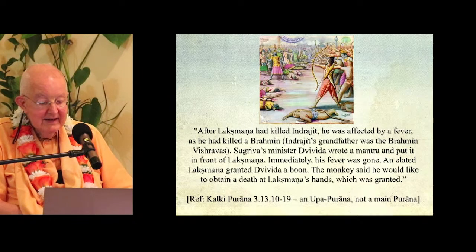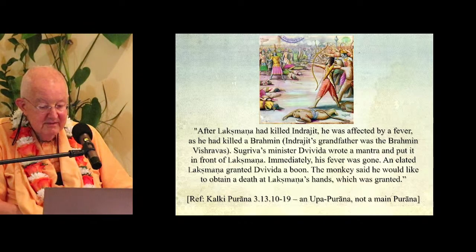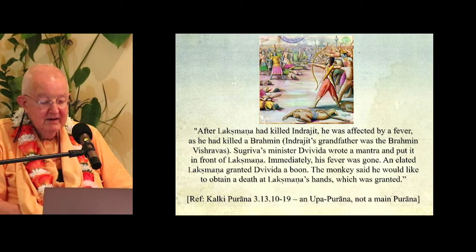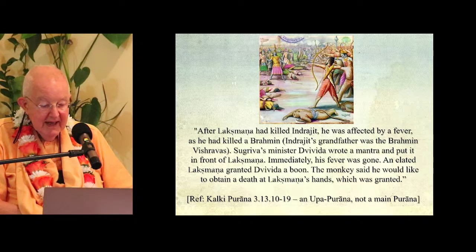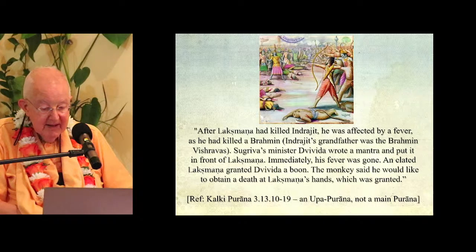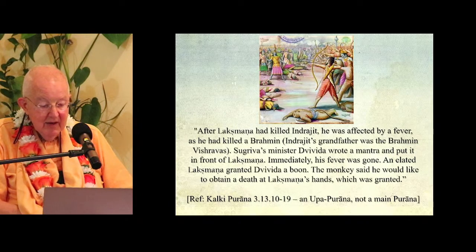After Lakshmana had killed Indrajit, he was affected by a fever, as he had killed the Brahmana, or Indrajit's grandfather was the Brahmana Vishramas. So Sugriva's minister, Dvivida, wrote a mantra and put it in front of Lakshmana. Immediately his fever was gone. And elated Lakshmana granted Dvivida a boon. The monkey said he would like to obtain a death at Lakshman's hand.